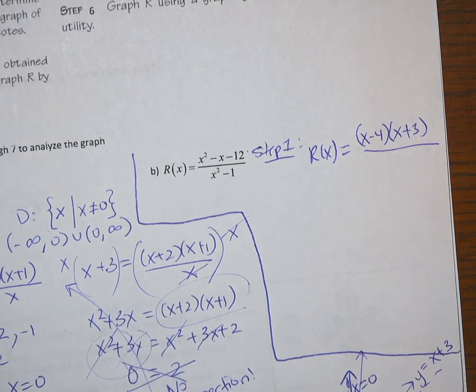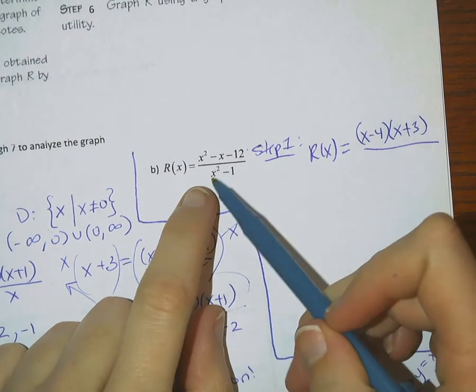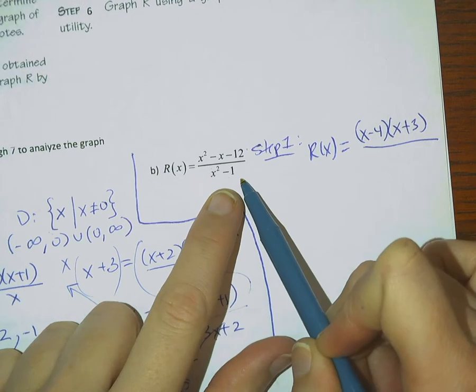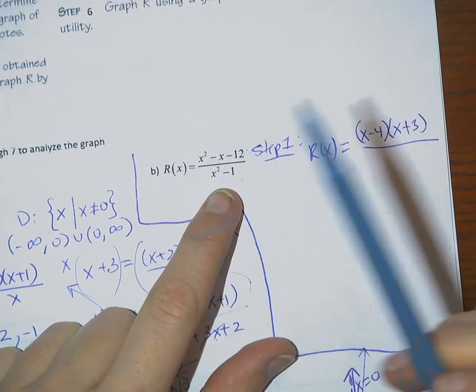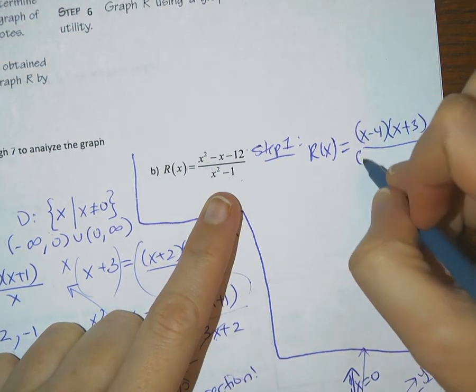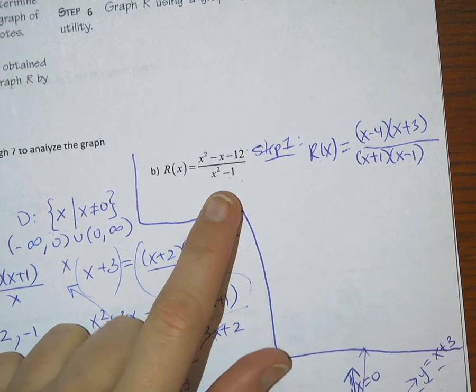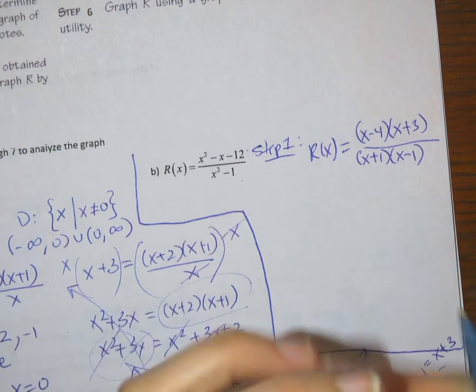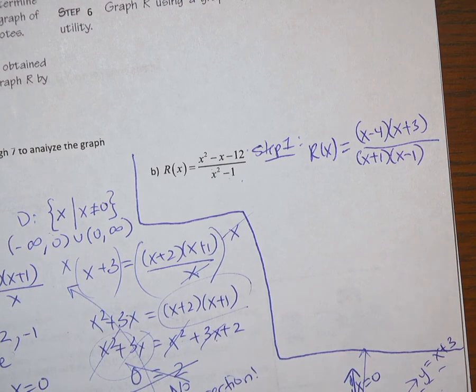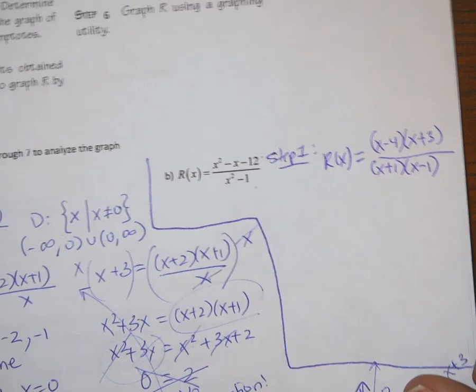Numerator taken care of. Let's look at our denominator, x squared minus 1. I recognize that this is a difference of squares, so I can make this x plus 1, x minus 1. Now I see that everything has been factored out nicely. I can continue on with step 1.